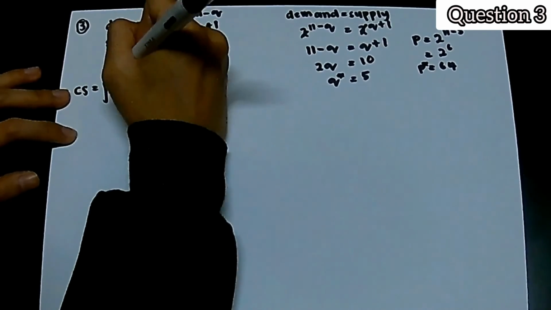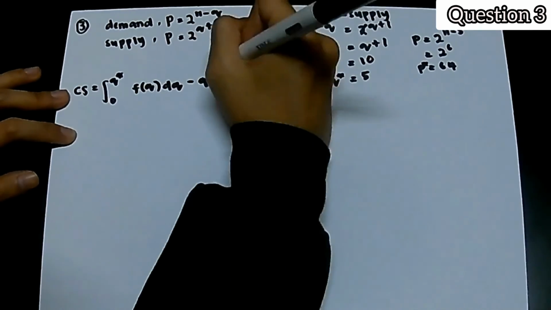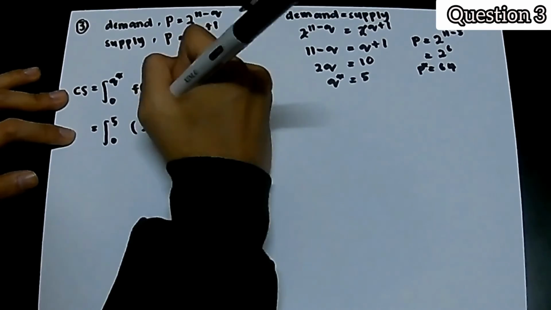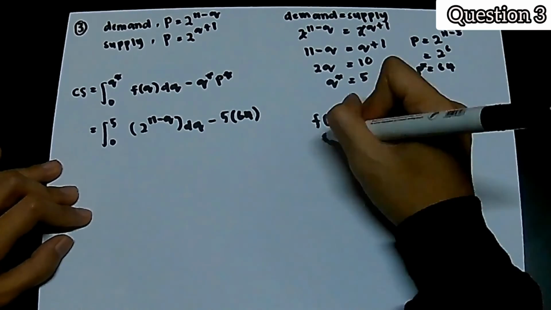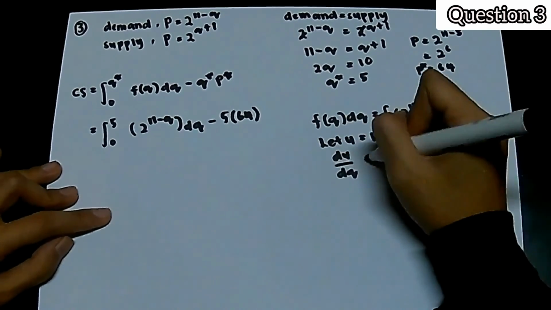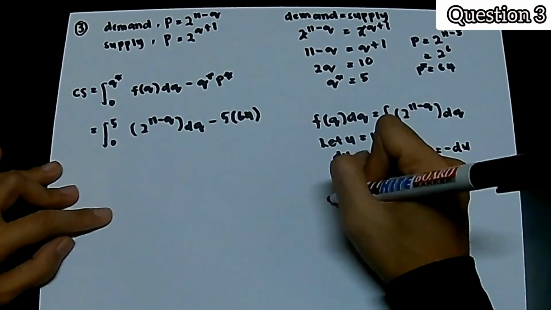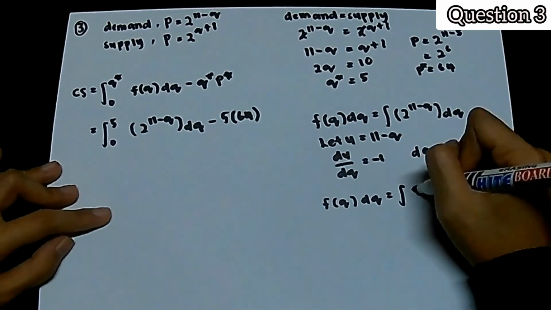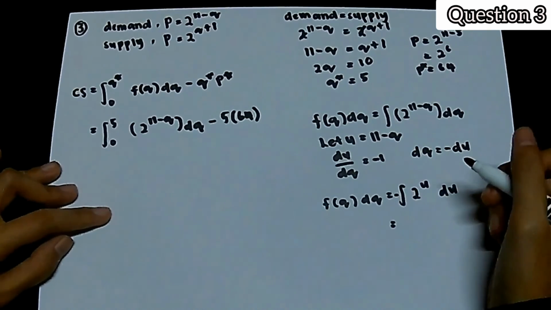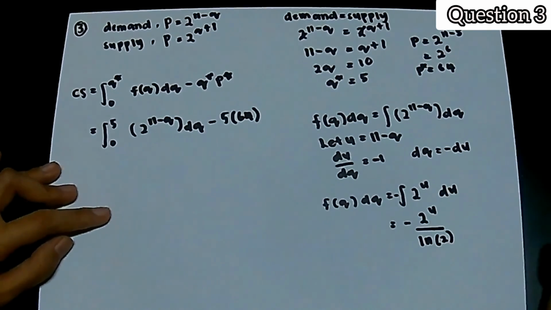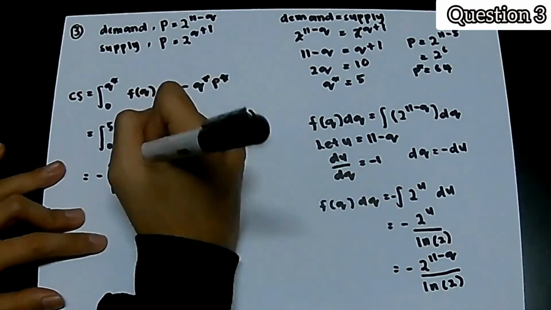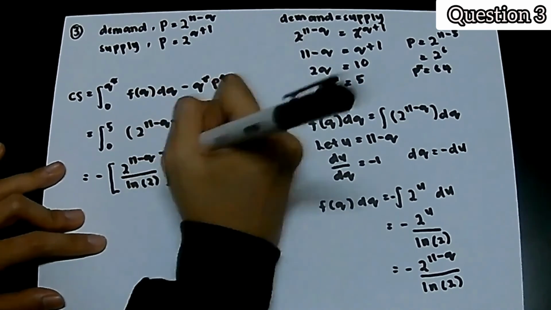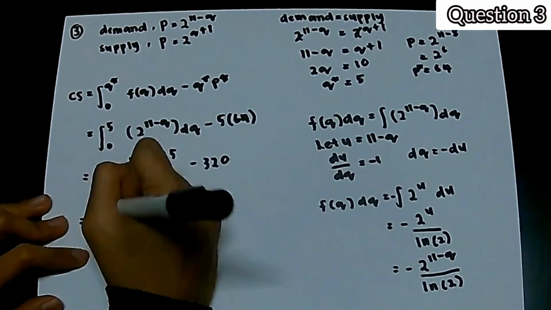To find the consumer surplus, we need to integrate the demand function and minus the equilibrium quantity times the equilibrium price. For the demand function, we need to use integration by substitution because it is a little bit complex. Let u equal to 11 minus q and differentiate du over dq to find dq, which is negative du. Then, use rule number 5 to integrate the function. So we get negative 2 to the power of u over ln 2 and substitute u back to 11 minus q. Transfer the integral demand function back to the formula and minus 320.